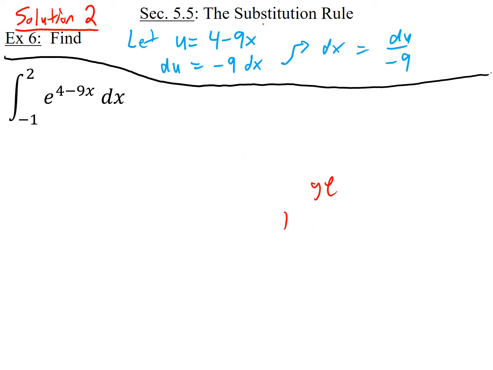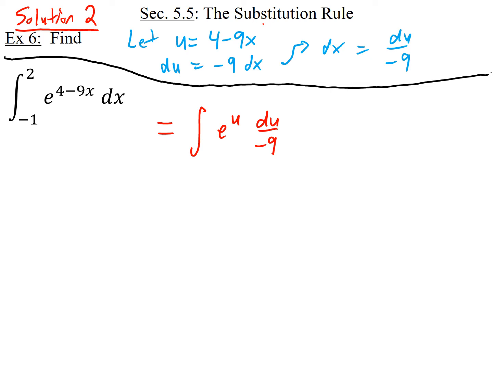So again, you'd have to write down what u is, what du is. We already did that. Solve for dx. Then you want to rewrite your integral with only u's in it. So at this step here, this is e to the u, which we've already done. This is du over negative 9, which we've already done. But now you change the numbers, okay? So we're going straight to u world, and we're staying there. Okay, I got to change the numbers.